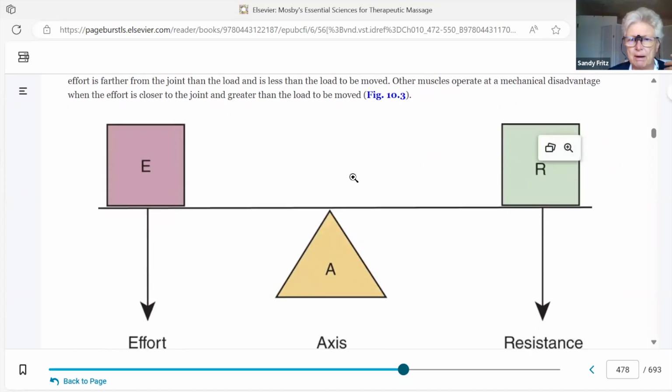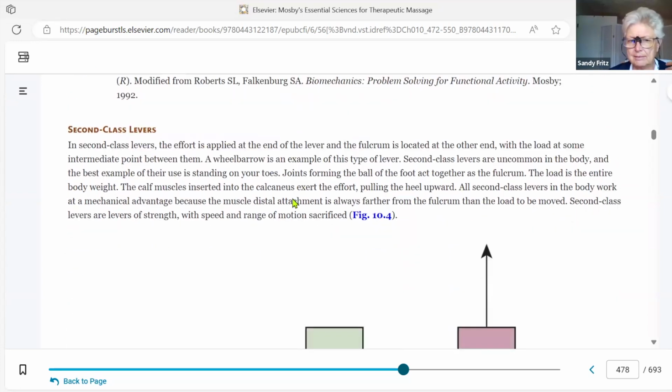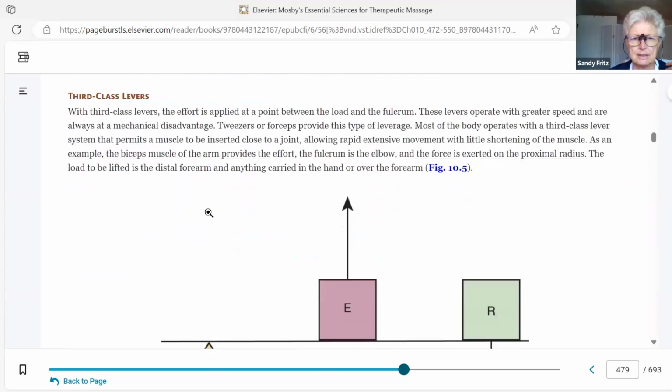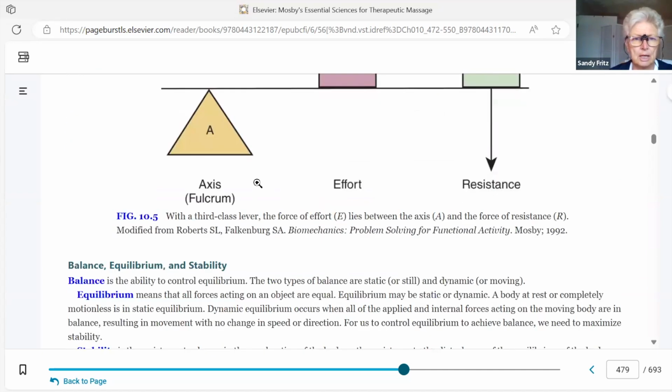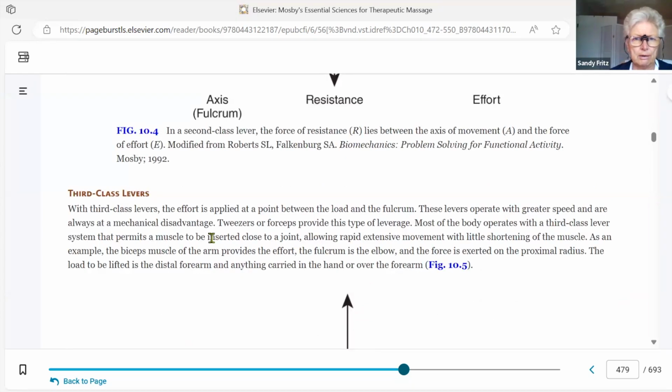We also have a variety of levers here: first class, second class, third class. Most of the joint structures in the body are third class levers. And they are situated so there's always a little bit of a mechanical advantage, but it does permit rapid movement of a joint with little shortening of the muscle.